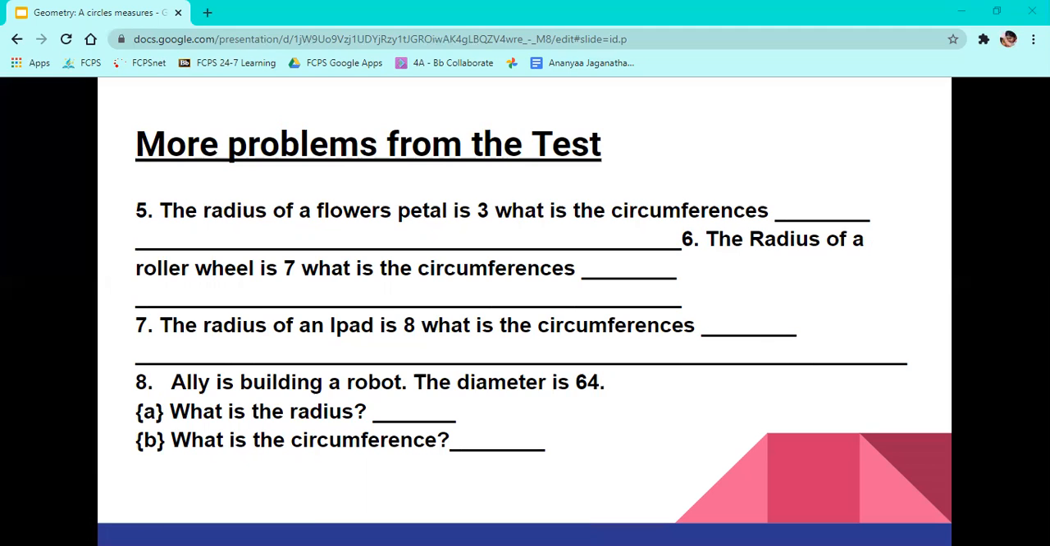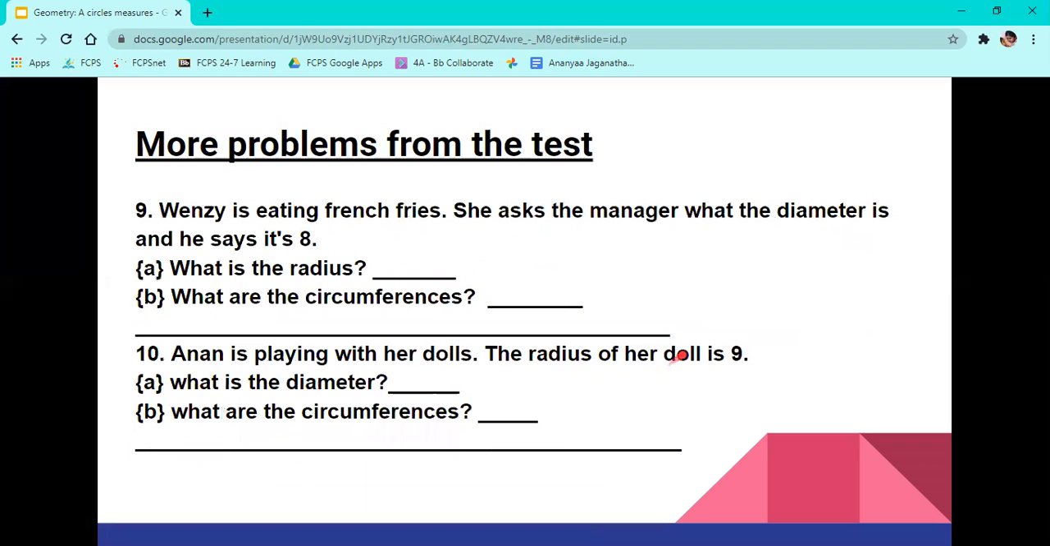Okay, more problems from the test. Wednesday is eating French fries. She asked the manager, what is the diameter? And he said it's 8. Remember, the first question they're trying to ask you is what's the radius, and then we're going to do what's the circumference. And Anan is playing with her dolls. The radius of her doll is 9. What is the diameter and what is the circumference? Okay, we'll check in with you in a few minutes.